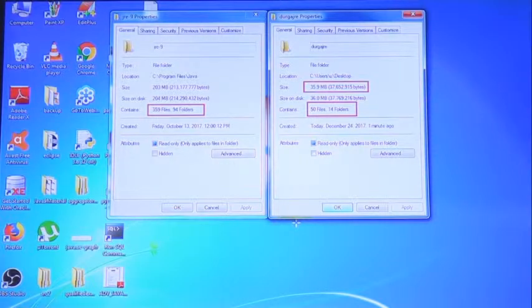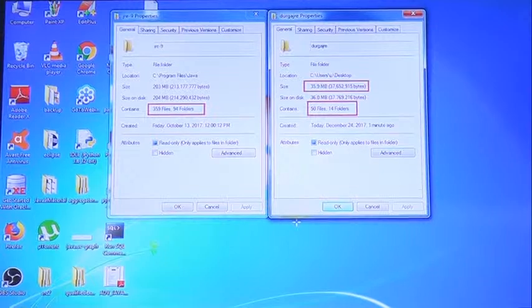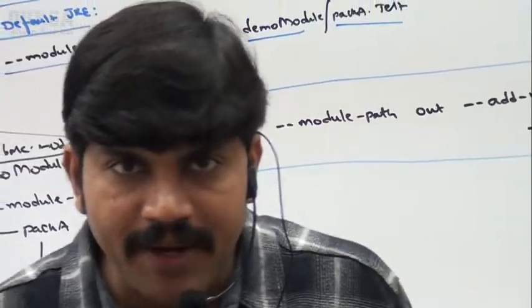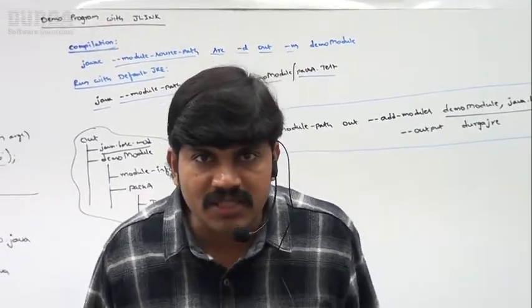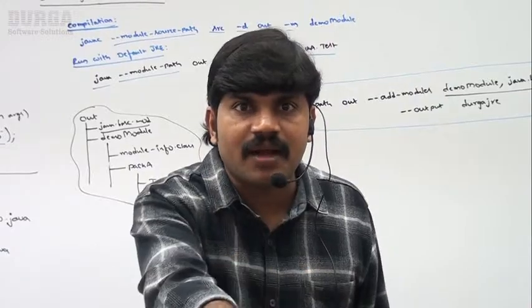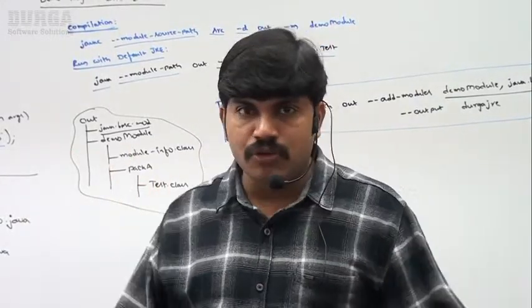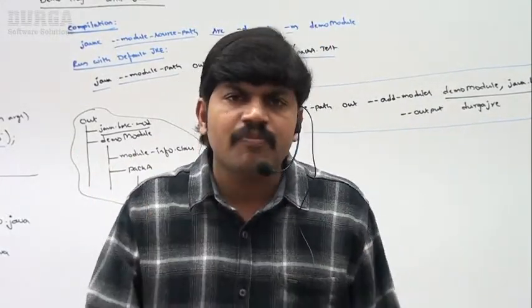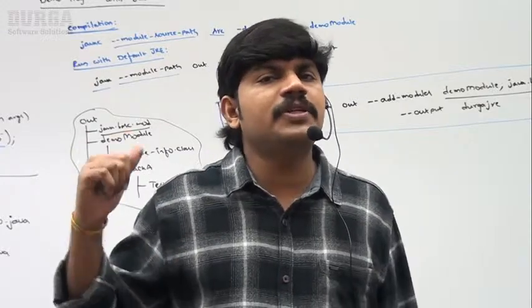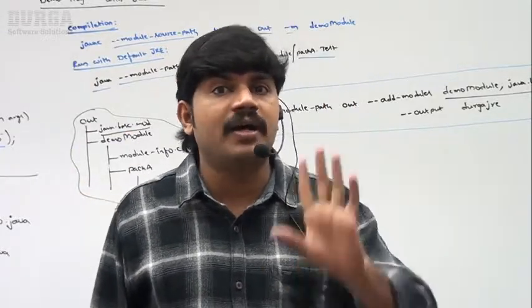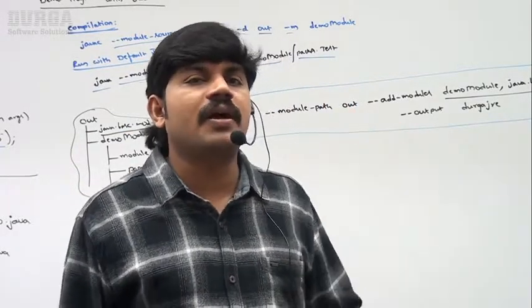Instead of using the 204 MB default JRE, we can happily go for our customized Durga JRE of only 35.9, about 36 MB. Clear? Sir, by using which command can we create our own customized JRE? JLink is the command. Can you see the Durga JRE? Can you please run our application using the Durga JRE?